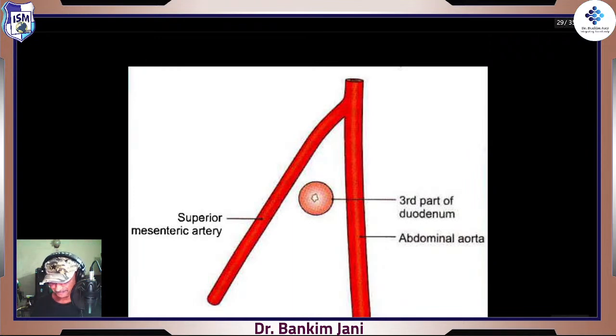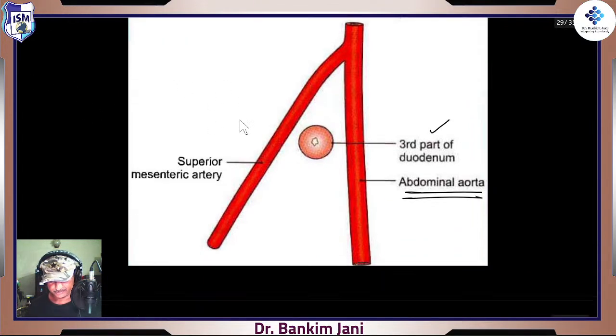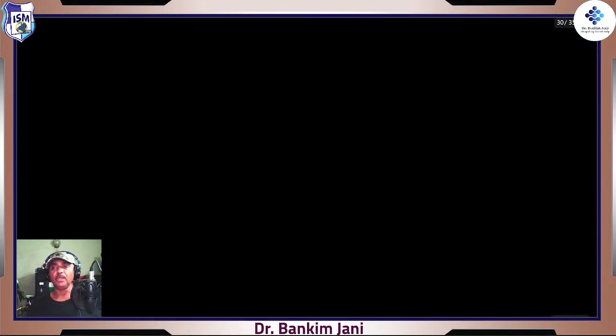Okay, so that's the third part of the duodenum. The abdominal aorta, fine, and this is the superior mesenteric, which will be crossing in front. So this is just a relation of how they are arranged.